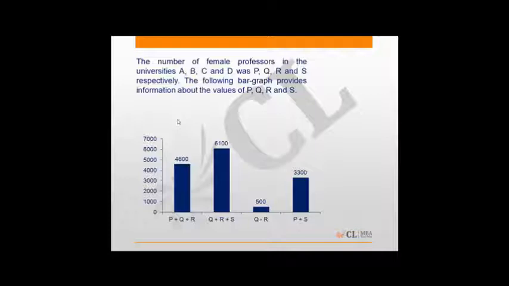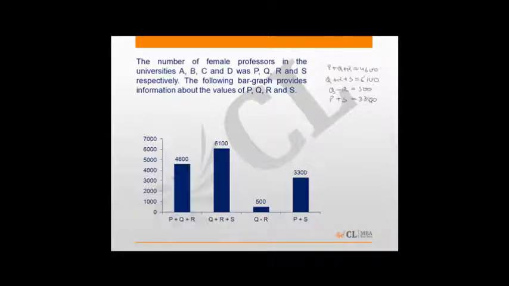As of now, I don't have the exact numbers, but I have this bar graph which gives me some information about P, Q, R, and S, which represents the number of female professors in universities A, B, C, and D respectively. The graph gives me information: P plus Q plus R is equal to 4600, Q plus R plus S is equal to 6100, Q minus R is 500, and P plus S is 3300. I have to solve these four equations.